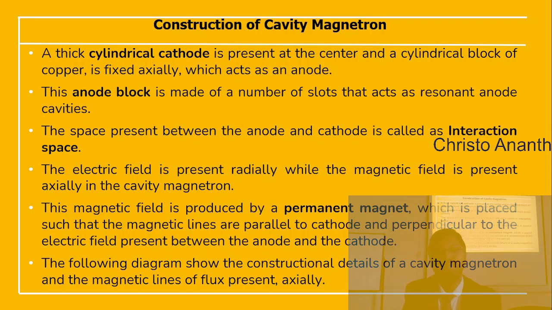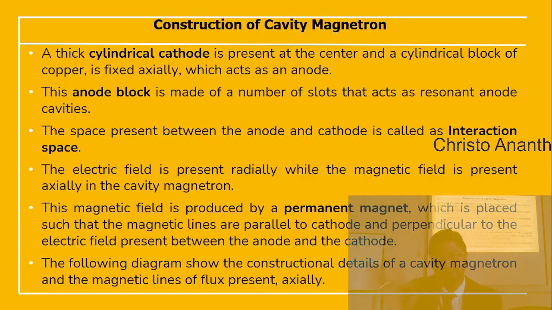The space between the anode and the cathode, you can call the interaction space. Here the electric field is present radially while the magnetic field is present axially, in the cavity magnetron. This magnetic field is produced by the permanent magnet, which is placed such that the magnetic lines are parallel to the cathode and perpendicular to the electric field present between the anode and the cathode.